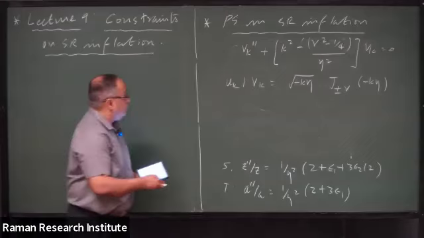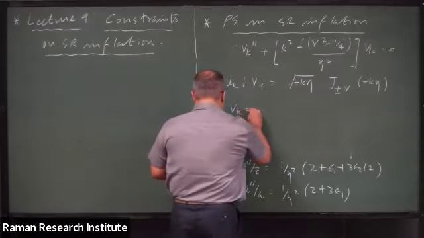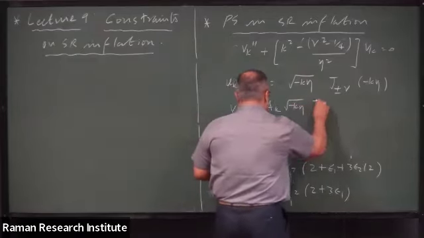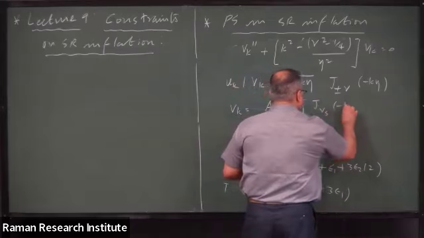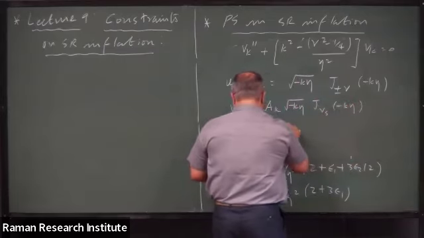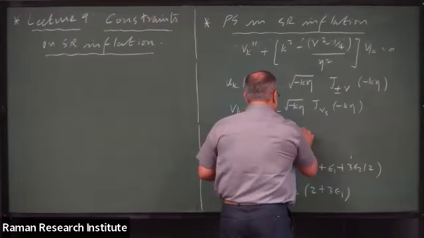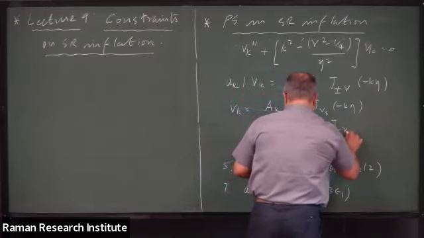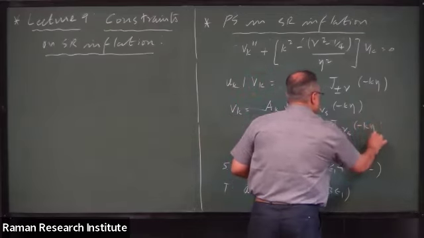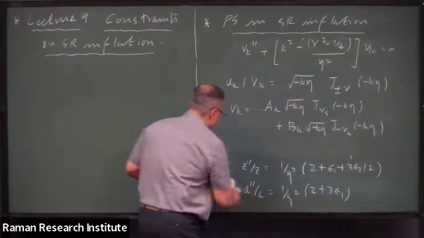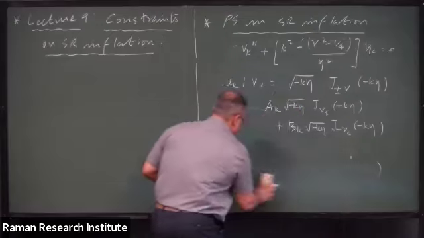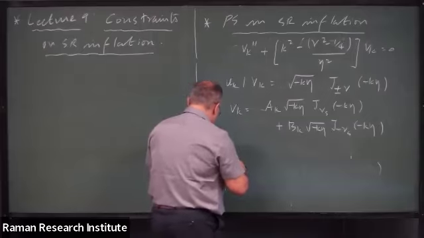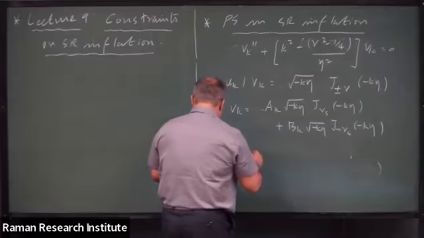So for instance, you can write Vk as Ak root minus k eta J nu S minus k eta, I will explain what nu S is, plus Bk root minus k eta J minus nu S minus k eta. You use the asymptotic forms of the Bessel functions to determine Ak and Bk, and they happen to be the following.